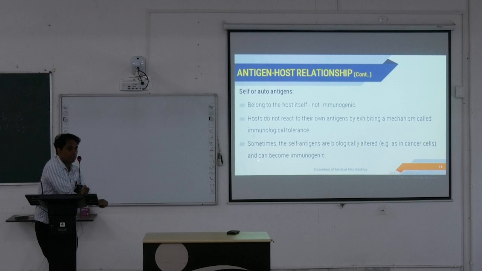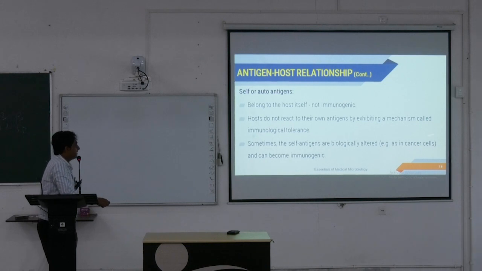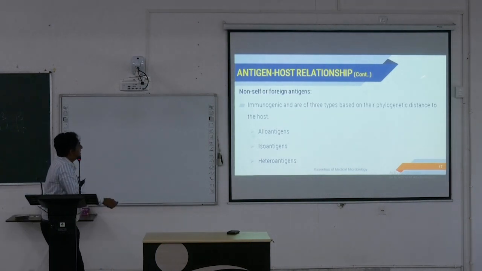ওটা হচ্ছে তোর ইমিউনোলজিক্যাল টলারেন্স। And sometimes the self antigens become biologically altered, like example in cancer cells, and can become immunogenic. Non-self or foreign antigens গুলো কি কি? Immunogenic and are three types based on their phylogenetic distance to the host. কি কি হয়? alloantigen, isoantigen আর heteroantigen.